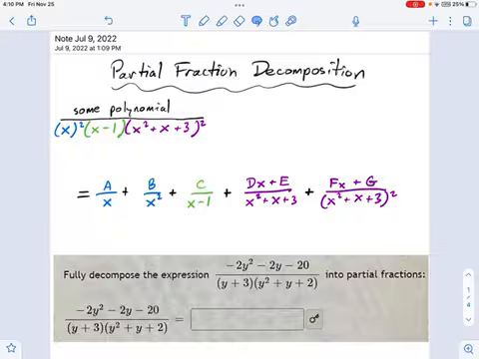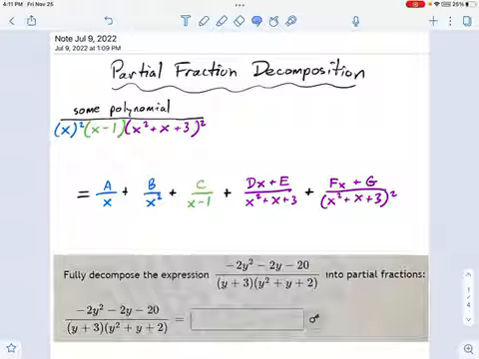And this pattern will continue even when you have nonlinear factors, such as quadratics. In the purple, I have x squared plus x plus 3. That's an irreducible quadratic. And it's squared, so I need one fraction with this as a single quadratic factor on the bottom, and another fraction with this as a quadratic factor on the bottom.